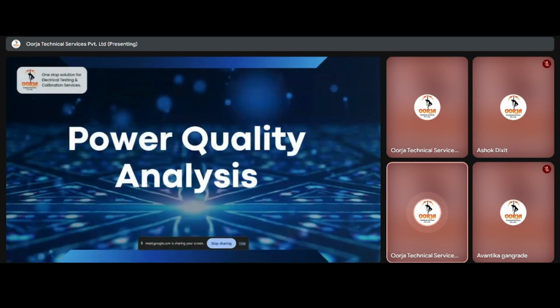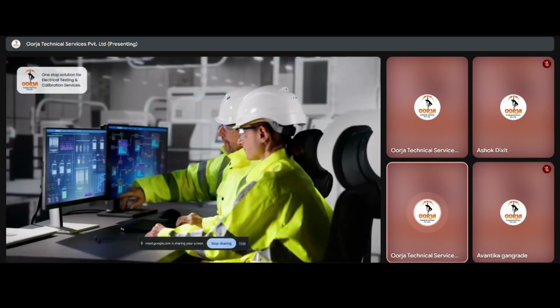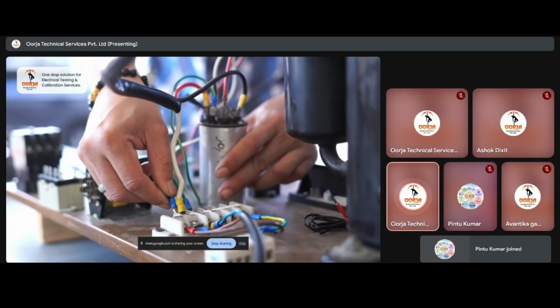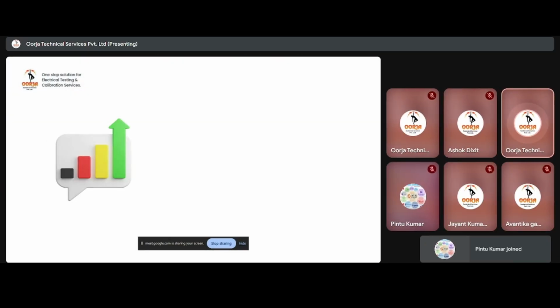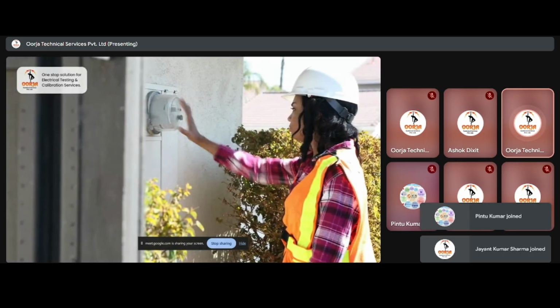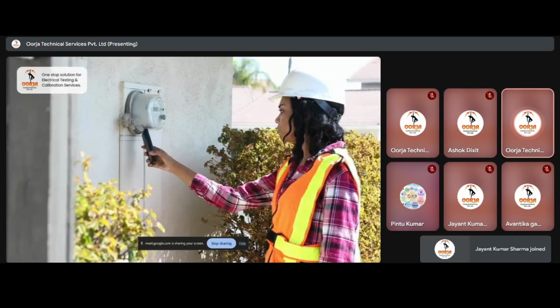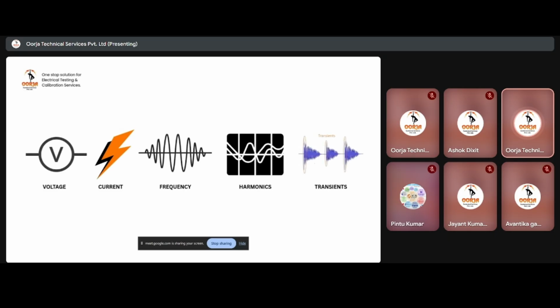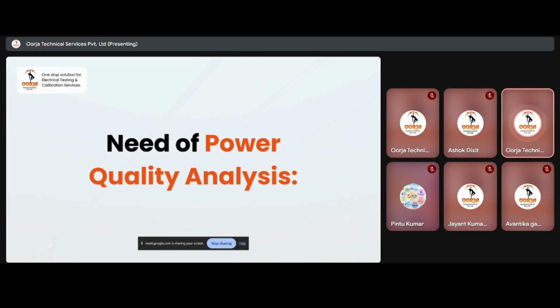Power quality analysis is the process of monitoring and analyzing an electrical power supply to identify and address issues that can negatively impact equipment, performance, efficiency, and safety. It involves measuring and analyzing various parameters like voltage, current, frequency, harmonics, and transients. Need of power quality analysis.